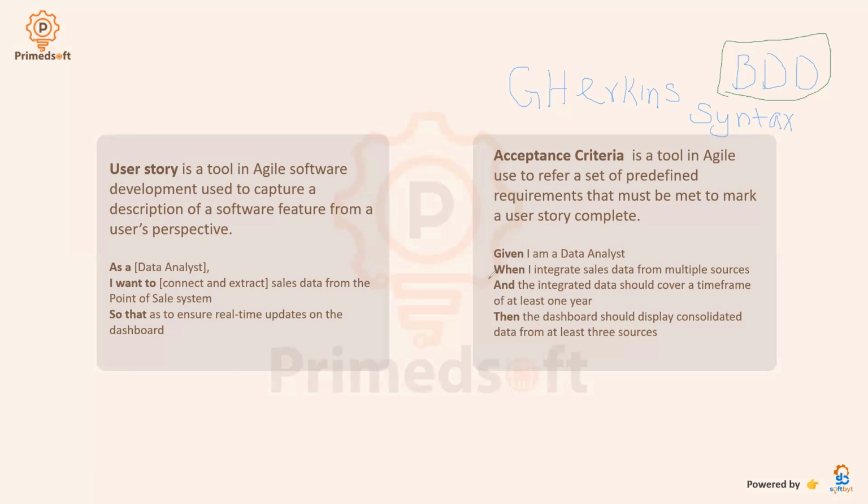then what happens? When I integrate sales data from multiple sources. And if there is another condition that needs to be met, and the integrated data should cover a time frame of at least 1 year, what will you expect to see by the time you're able to do that? This is the action you want to perform. This is a precondition. And then this is what you expect, the expected results: then the dashboard should display consolidated data from at least 3 sources.